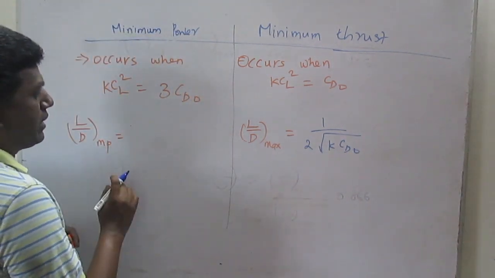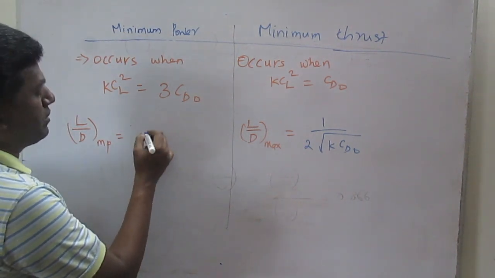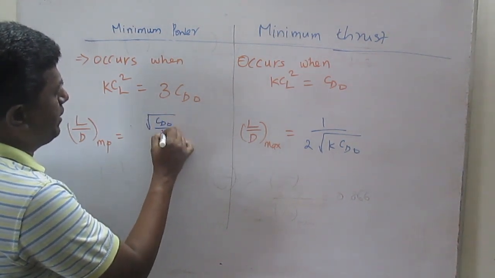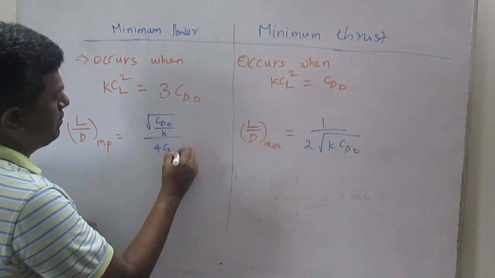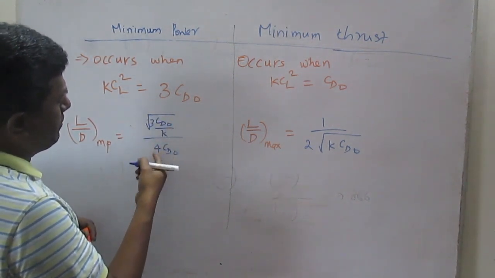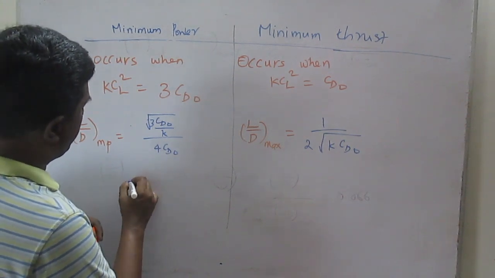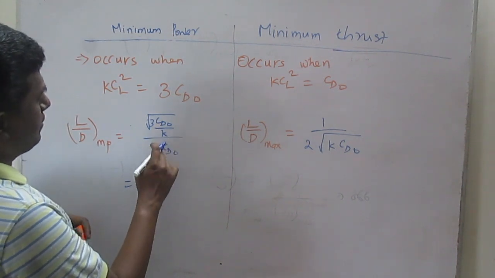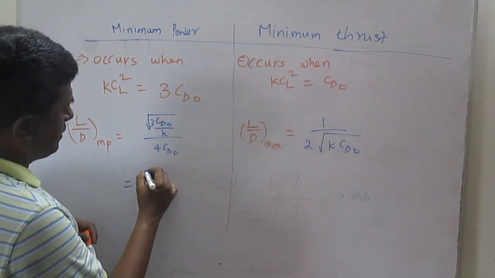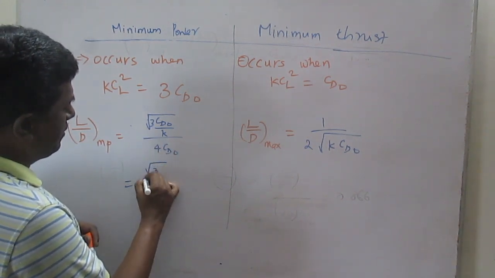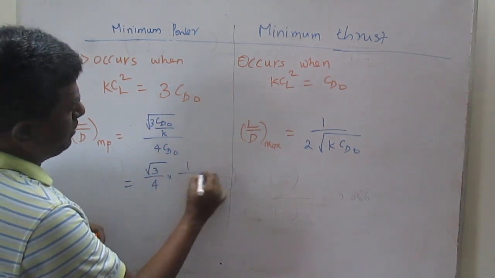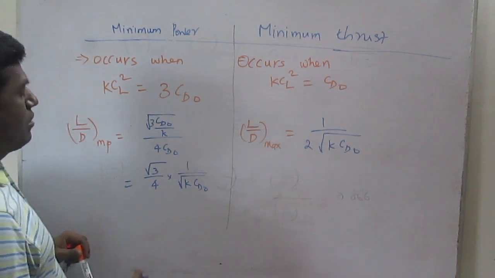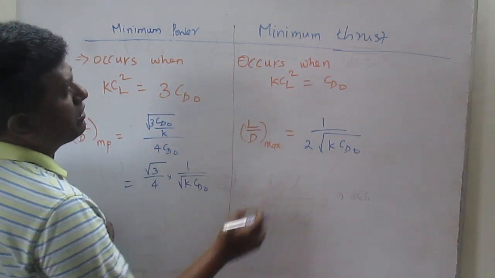Whereas here also we can write L by D for minimum power, that is 3 CD naught by K, over 4 CD naught. If we simplify this, we can obtain root 3 by 4 into 1 by square root of K CD naught. So this is for minimum power, and whereas this is for minimum thrust.